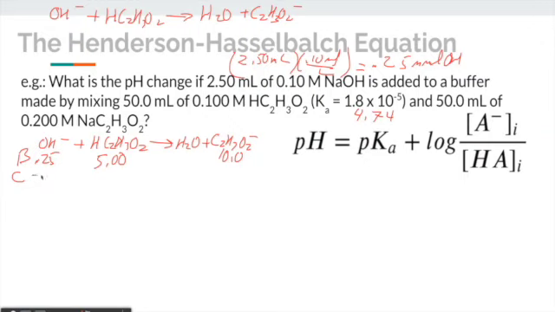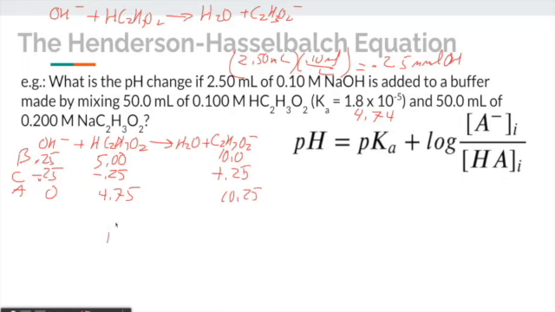What's our change? Hydroxide ion is the limiting reactant. So we're going to lose 0.25 millimoles of everything on the left-hand side, and we're going to gain 0.25 millimoles on the right. So after this is done, no hydroxide. This will be 4.75 millimoles of acid and 10.25 millimoles of base.